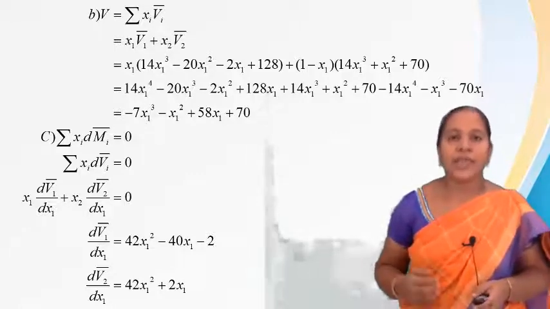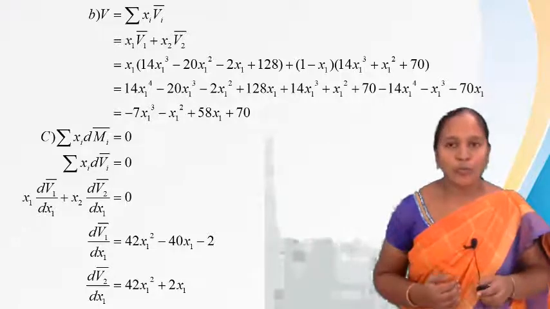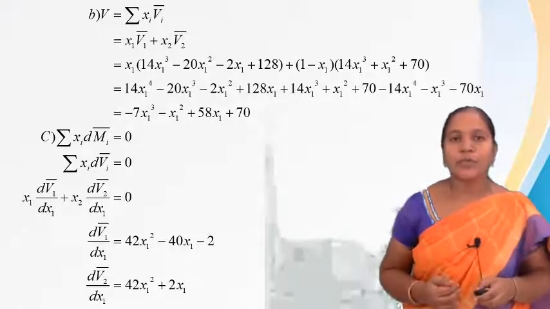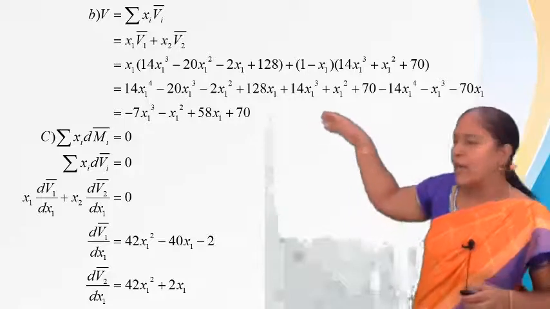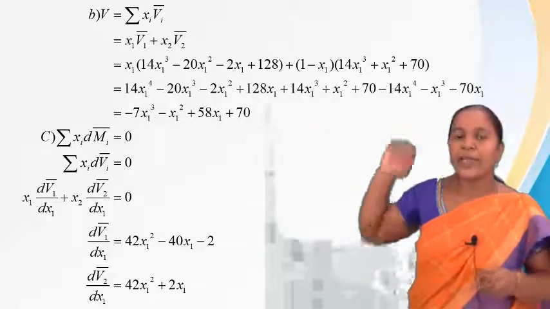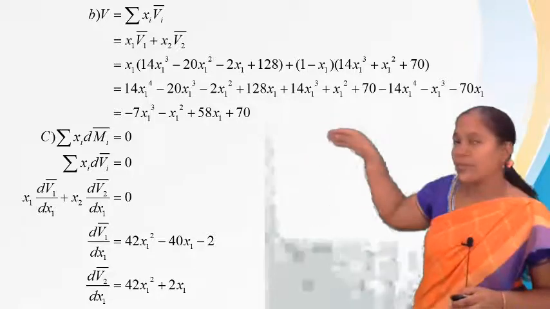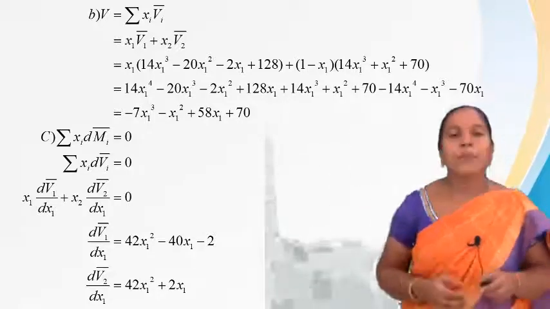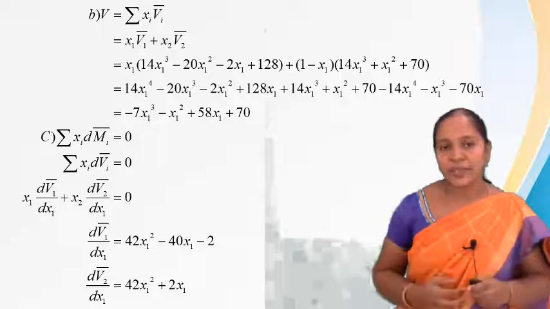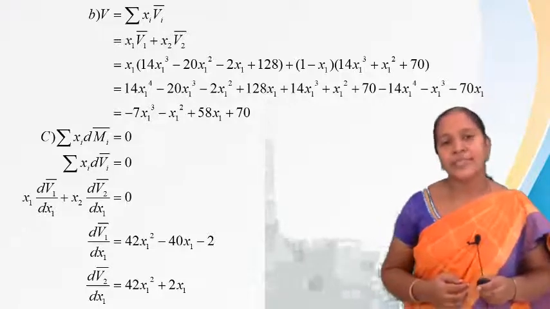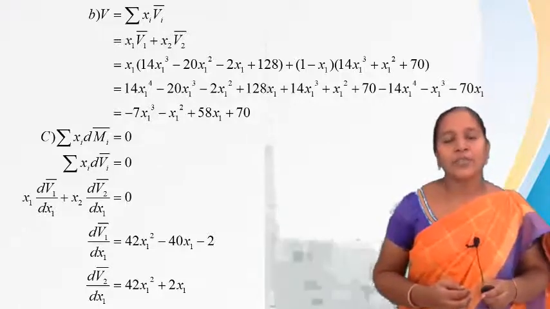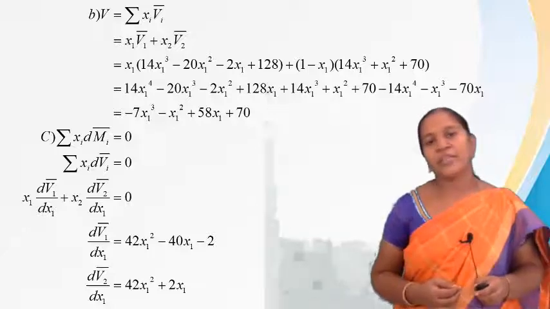That is equal to x1 V1 bar plus x2 V2 bar. Substitute the V1 bar and V2 bar values here and simplify. Then we will get the total volume, that is equal to minus 7x1 cube minus x1 square plus 58x1 plus 70. Then coming to the C bit. That is the Gibbs-Duhem equation at constant temperature and pressure.